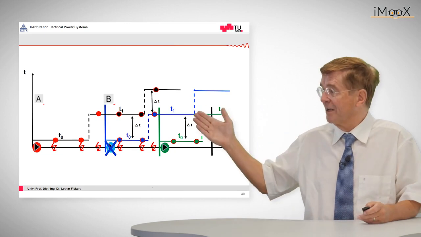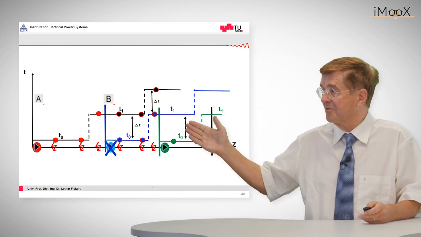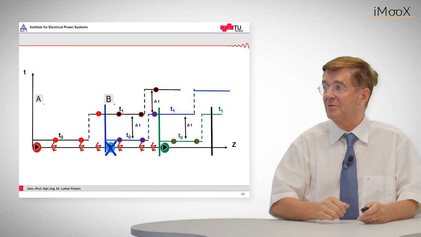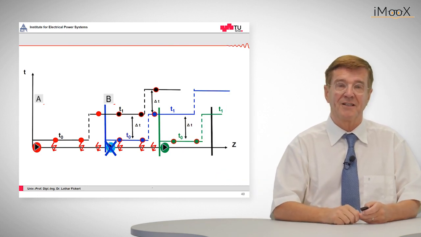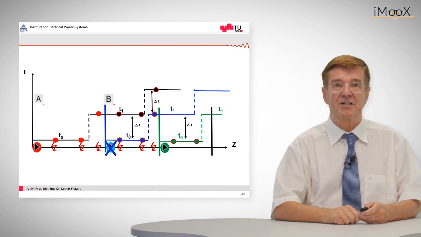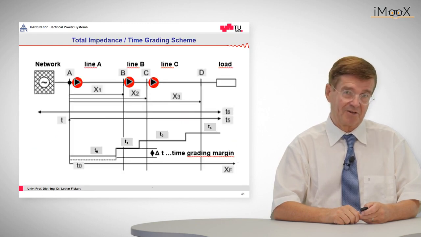Also, if a fault happens at the end of the section B to C, we can see that we raise the tripping time of A accordingly. We also can achieve a selective backup function.